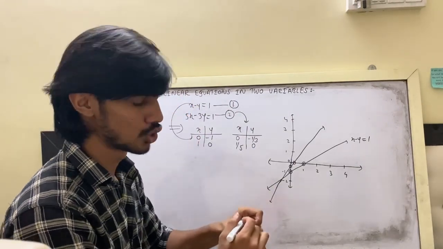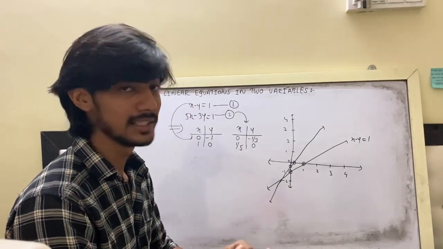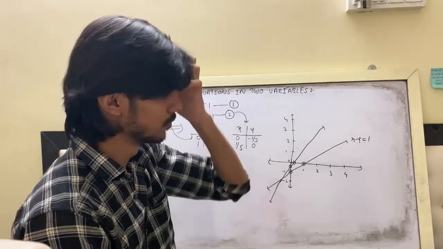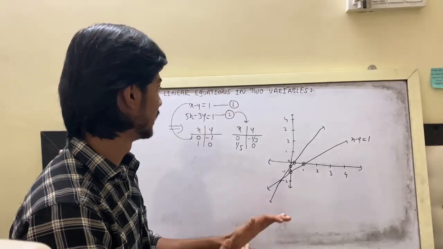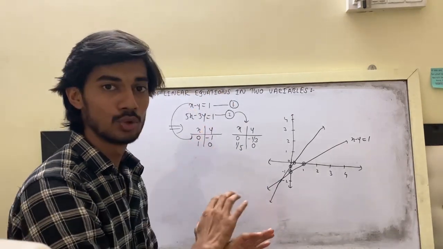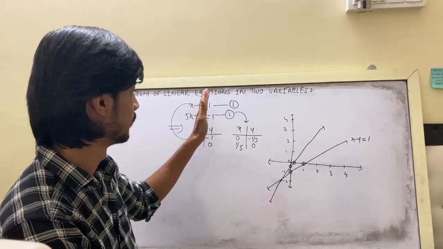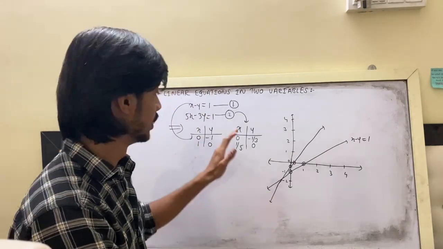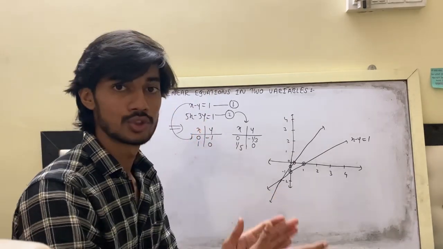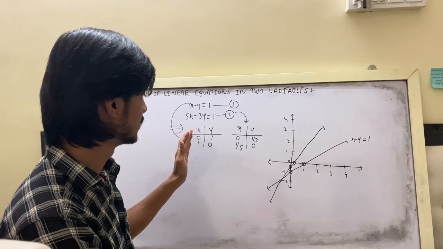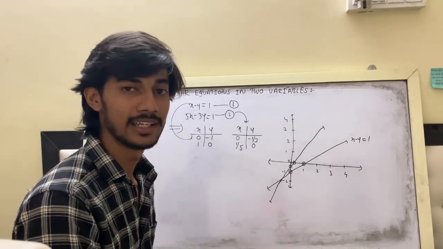This is how you can draw the graph of any linear equation in two variables. So the thing is, you can take any 2 points, but the points have to satisfy the equation. You can take x equals 0 and y equals 0, because this is a simple method. You can take any 2 points.